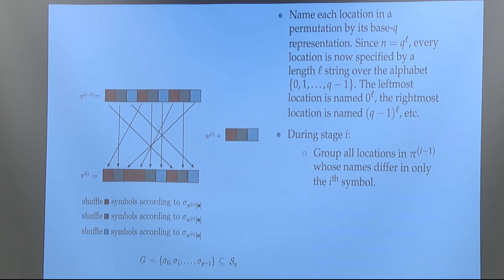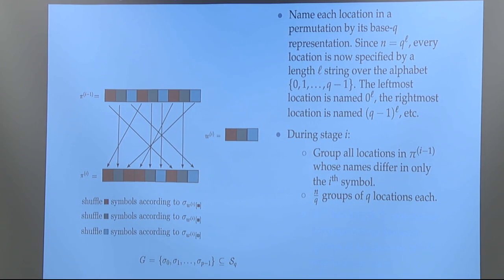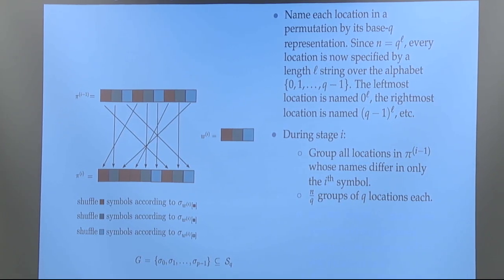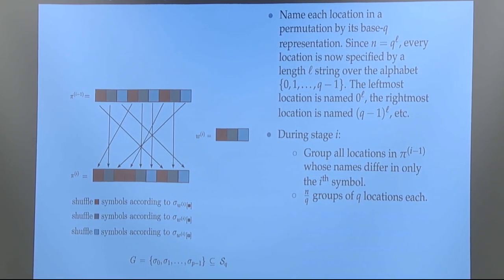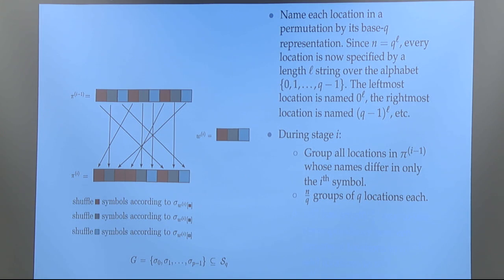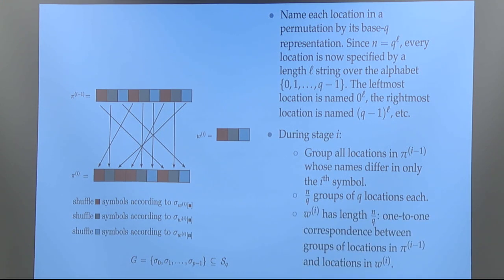Okay. So the first question is how many locations do we have in each group? If you think about it, you're in the same group if you differ in only the ith symbol, and there are q possible choices for the ith symbol, so there are q possible locations in a particular group. How many groups are there? These groups form a partition of the locations. So if you have q locations in each group, you'll have n over q groups in total. Okay, so you did this coloring. You have n over q groups. Each group has q locations in them. Now you look at the shuffler, and recall the shuffler itself has length n over q. So what you can do is construct a one-to-one correspondence between groups of locations in pi i minus 1 and locations in pi i.